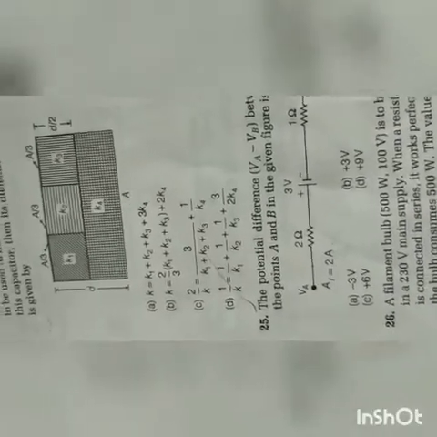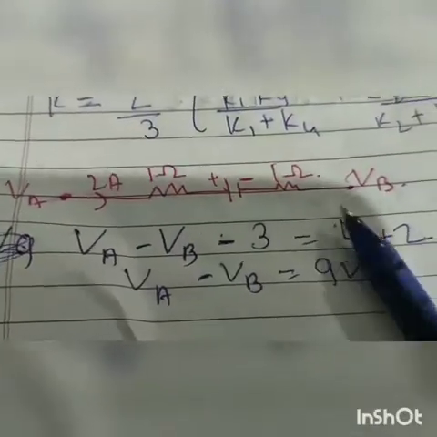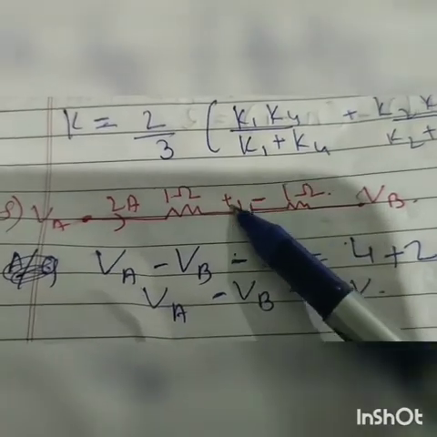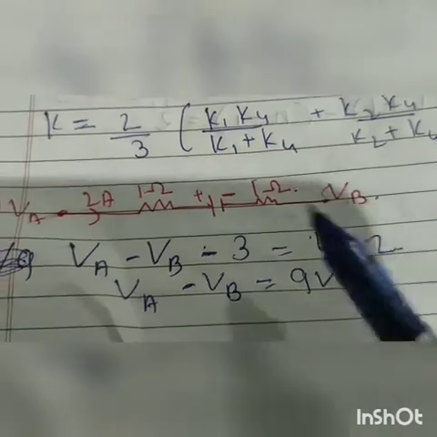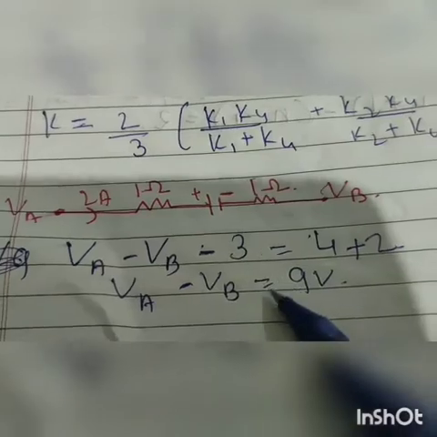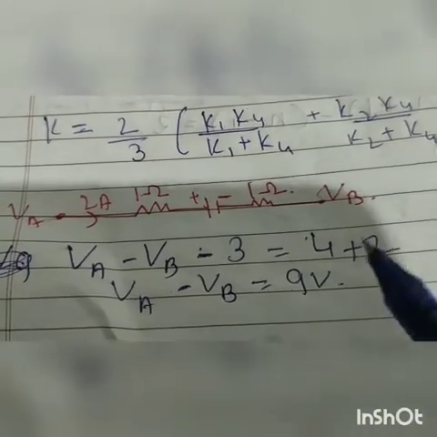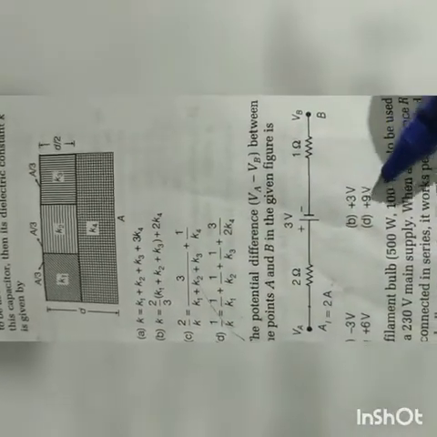Now question number 25. The potential difference VA and VB between the points A and B is given in the figure. So this is the figure. Now let's see. Here we can see VA minus VB minus 3. This is also a voltage. This 3 volt is equal to 4 plus 2. So this is the value of your current. So VA minus VB is equal to 9 volt, as this minus 3 will shift to this direction. So this is our correct option, plus 9 volt.